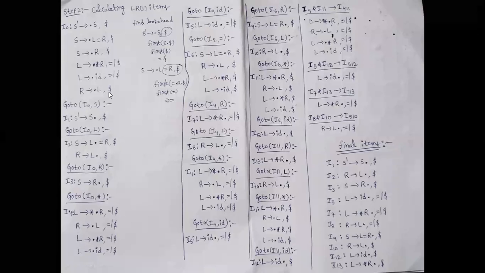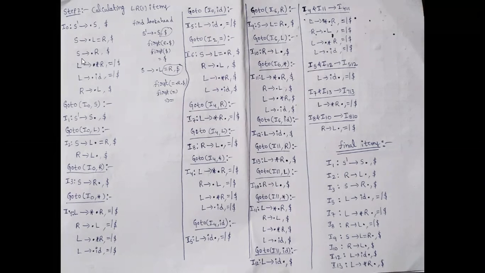Okay. Then here we are considering this production. So this production is completed. Then we are considering this production. So L produces dot star R. So here after the dot we have a star. Is there any productions with left hand side star? So there is no productions with star. Then no need to include the production.